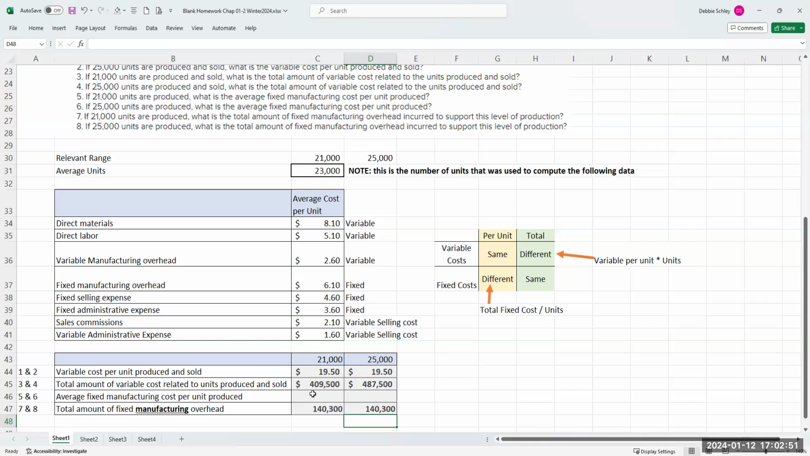Now that I have the total amount, I can figure out the average fixed manufacturing cost per unit. So that will be equal to the total fixed manufacturing cost divided by the number of units. And then again, because I'm in Excel, I can drag that formula, and it's that total amount of fixed manufacturing cost divided by the number of units to get the fixed per unit. Okay, and that's all you have to enter in for question 1.